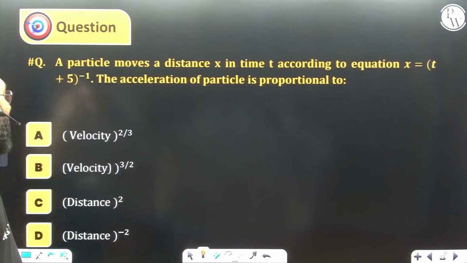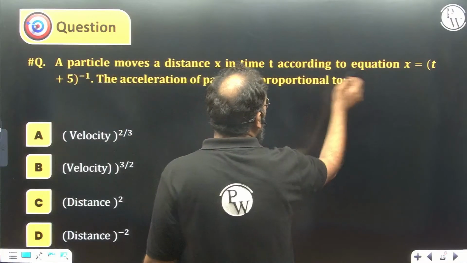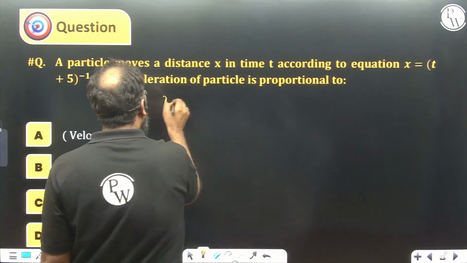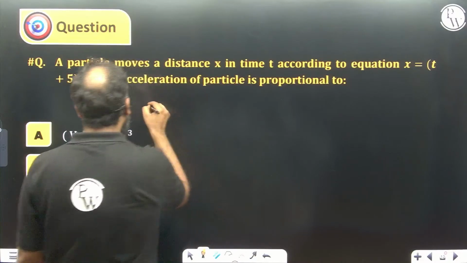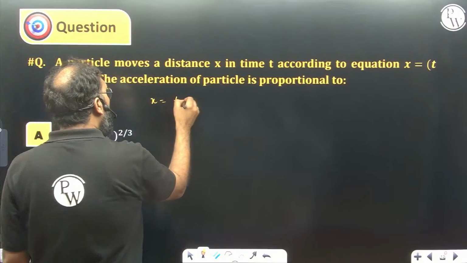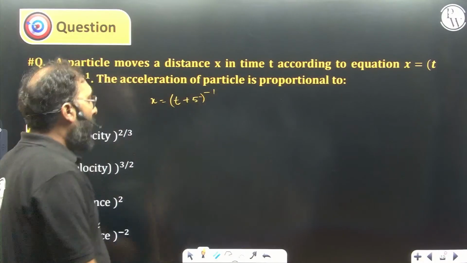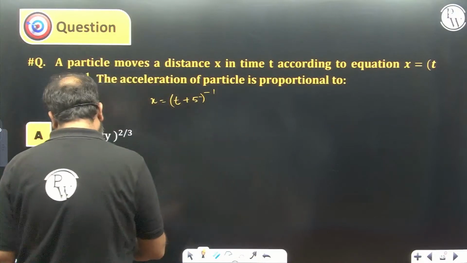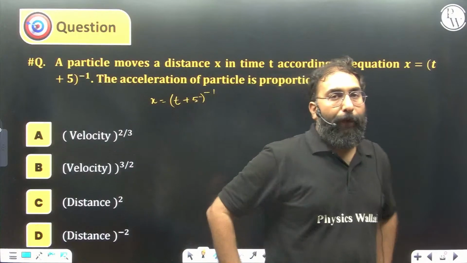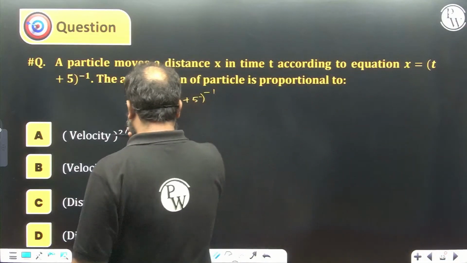So it's been given that the particle is moving distance x in time t according to the equation x equals (t plus 5) raised to power minus 1. And they are asking to find out the acceleration of the particle in terms of velocity or distance.